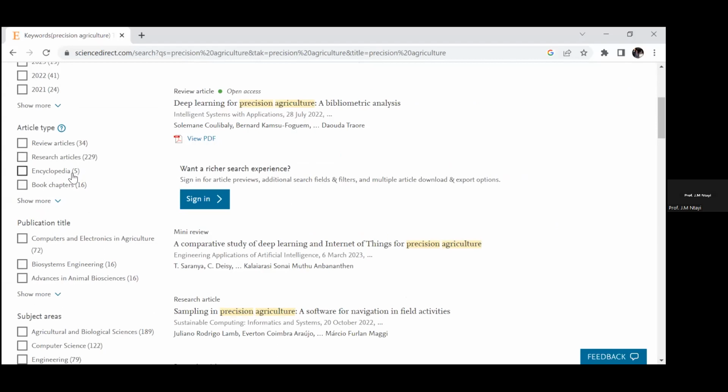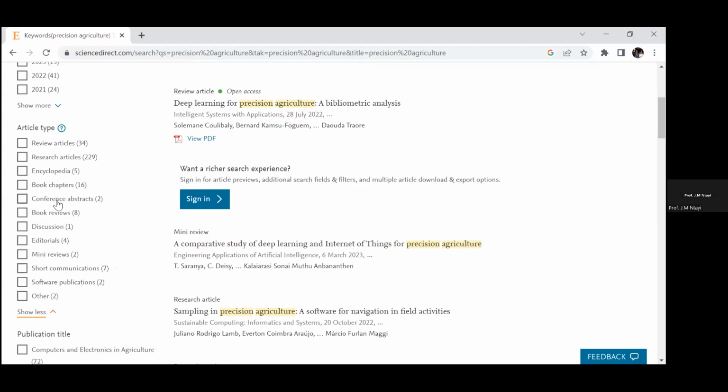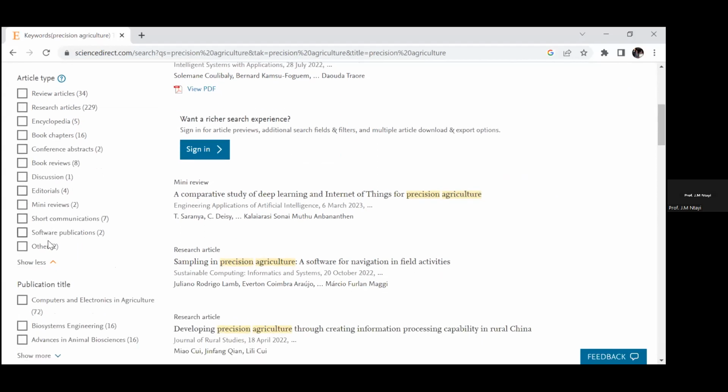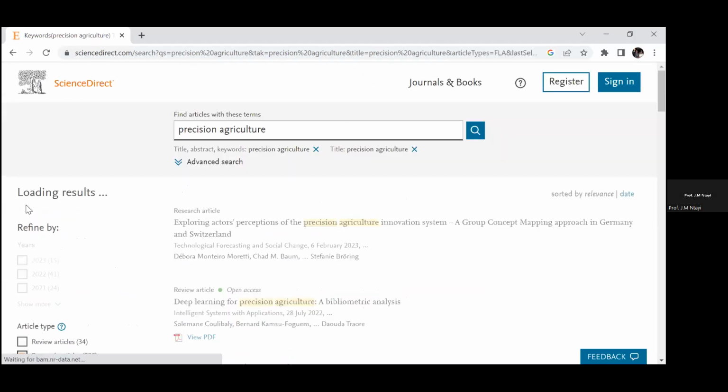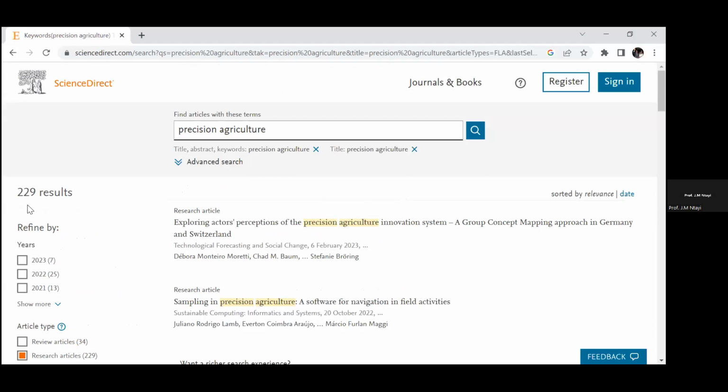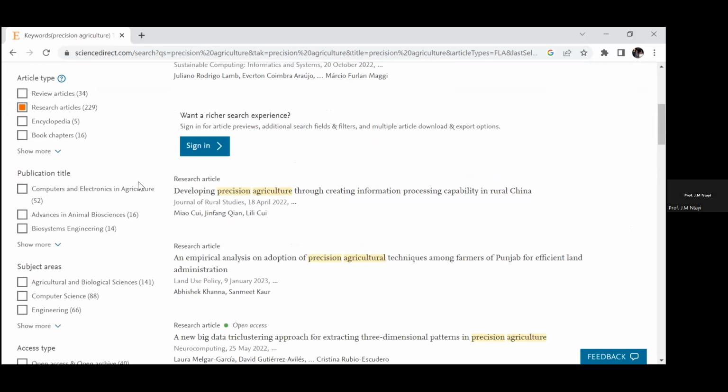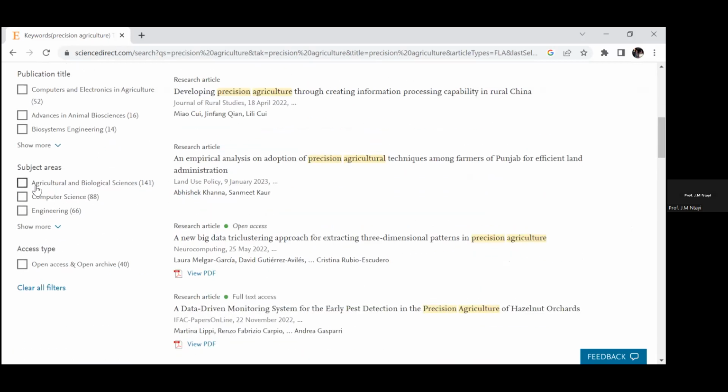The encyclopedia is also here if he's interested in it. Book chapters are also here if he's interested, and a lot more. You can see all these mini reviews, short communications, they are all here. So for example, I can choose to say, system, give me only research articles. I click on it and see they are there, 229. I have also told you that we also have subject areas. Where is Charles's research residing? If it's in agriculture, do I look for subject area here? And I see it is here in agriculture, so I come here.